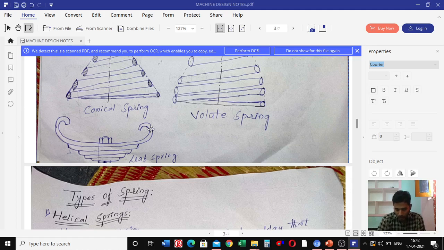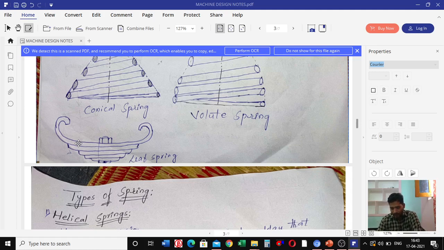Is it right? So this multi-leaf spring consists of this. Let's see over here. This is 1, 2, 3, 4, 5. Multi-leaf spring consists of a series of flat plates, usually semi-elliptical in shape, as shown in the figure.